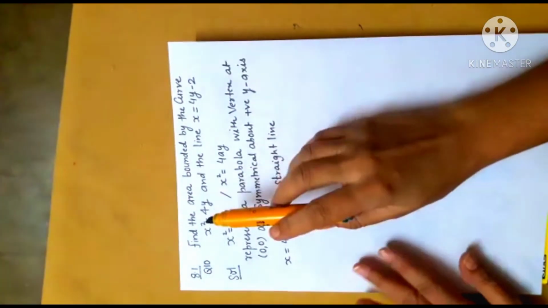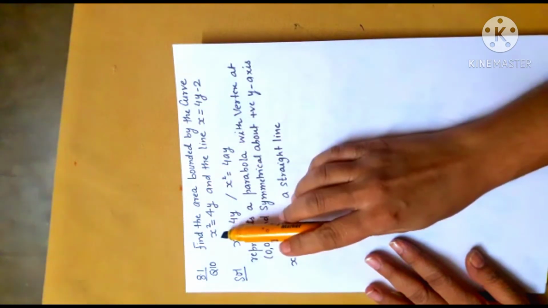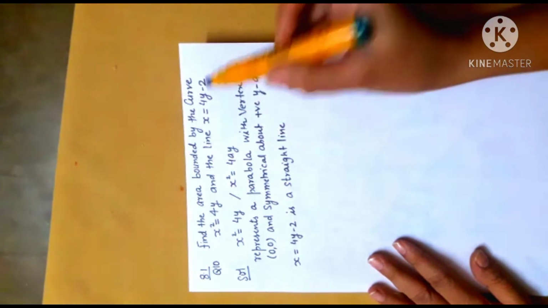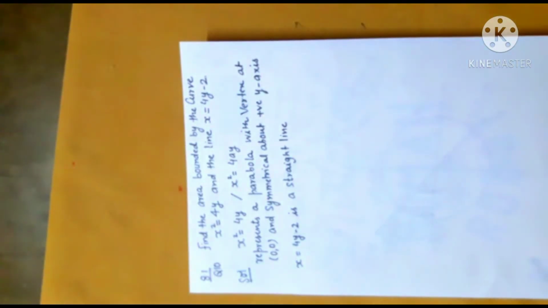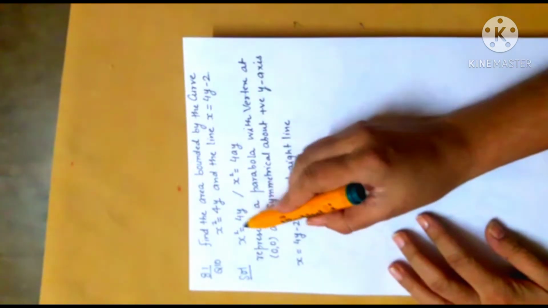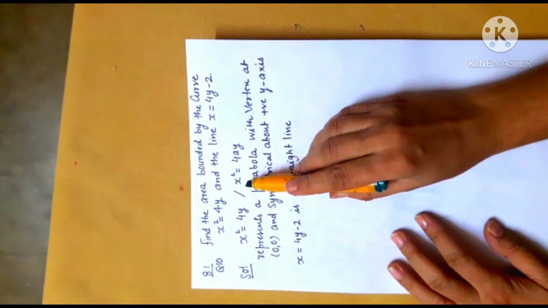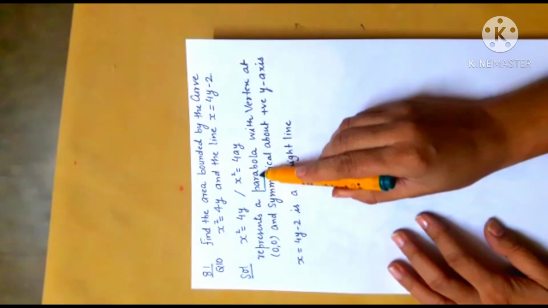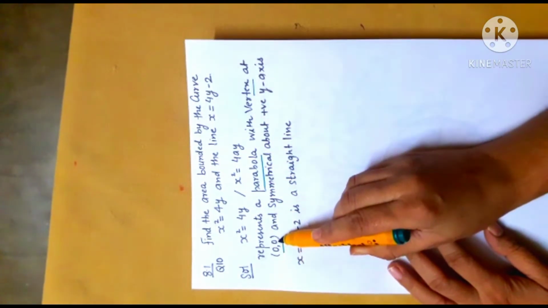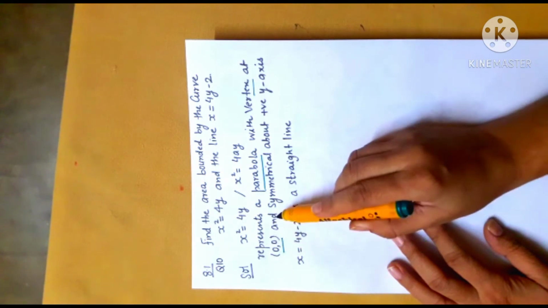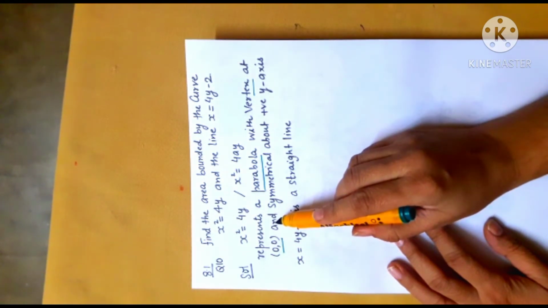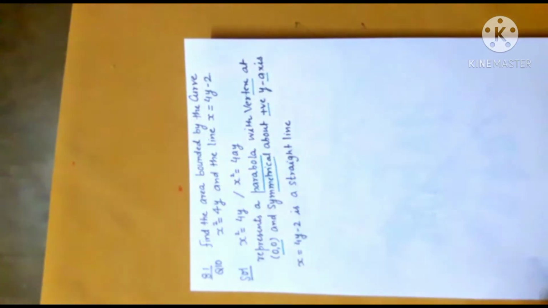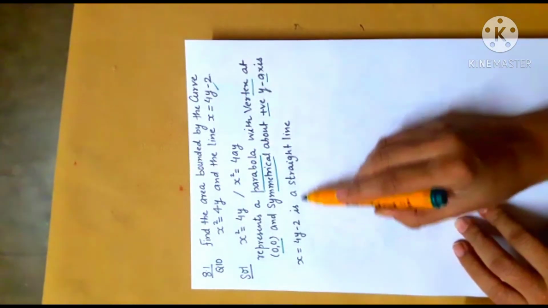Next question is, find the area bounded by the curve x square equals 4y and the line x equals 4y minus 2. Yes, first we have to draw the figure. Yes, x square equals 4y is of the form x square equals 4ay, and we know that it represents a parabola with vertex at 0, 0, that is at origin, and axis along y-axis. So this parabola is symmetrical about positive y-axis. And this is a straight line.